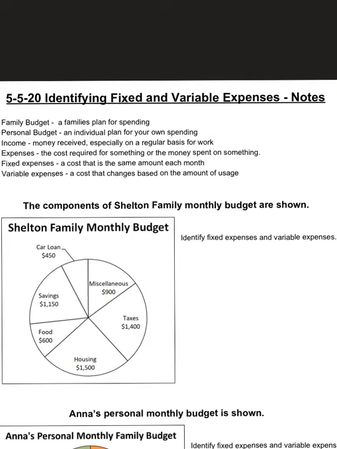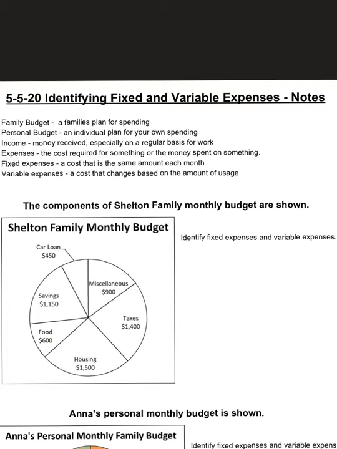Today we're going to look at identifying fixed and variable expenses. All right, so we have a few vocabulary words. We've got the family budget. A budget is like your limit, a family's planned spending. So this is like, okay, this is all we can spend for this month.